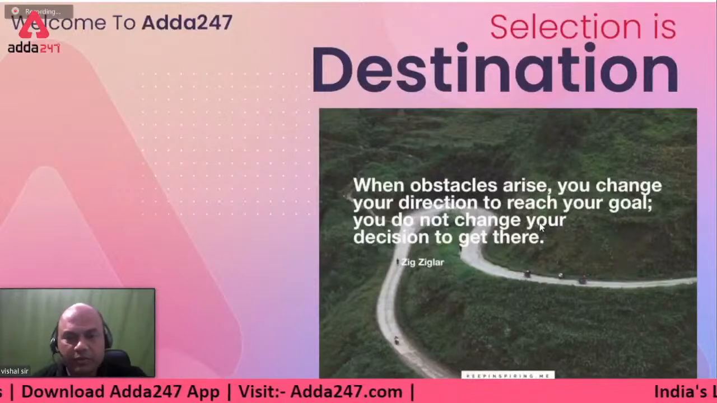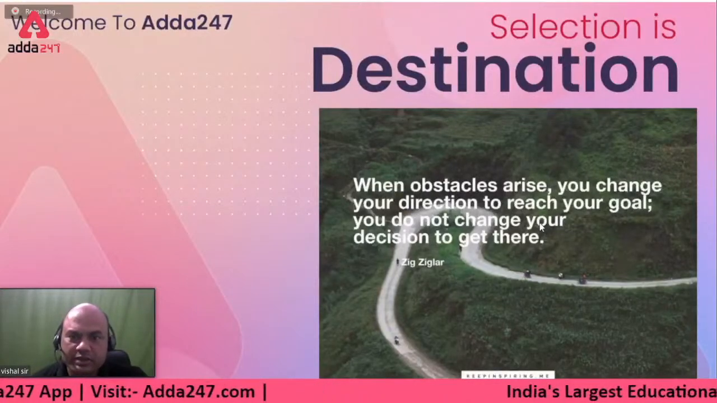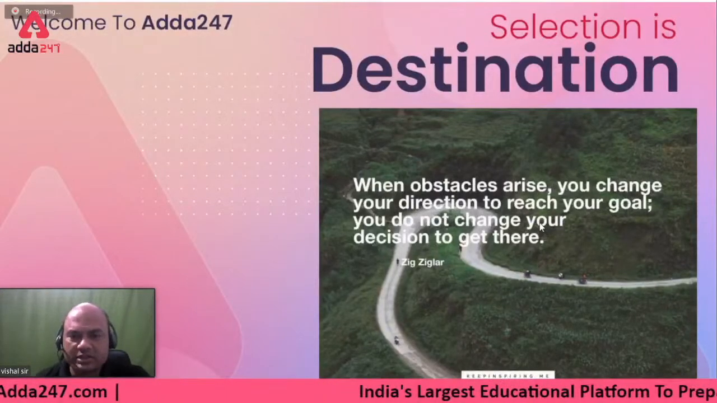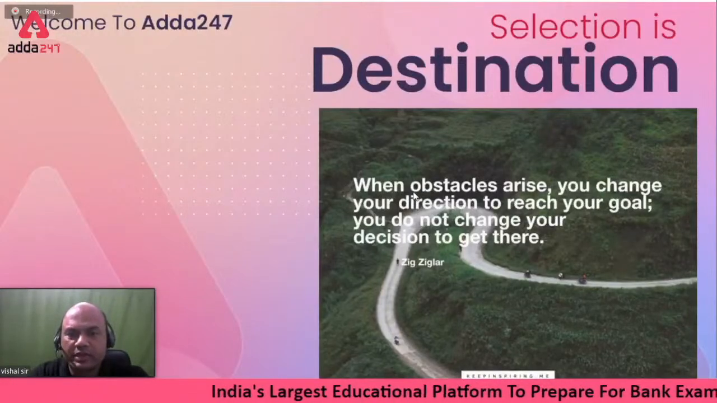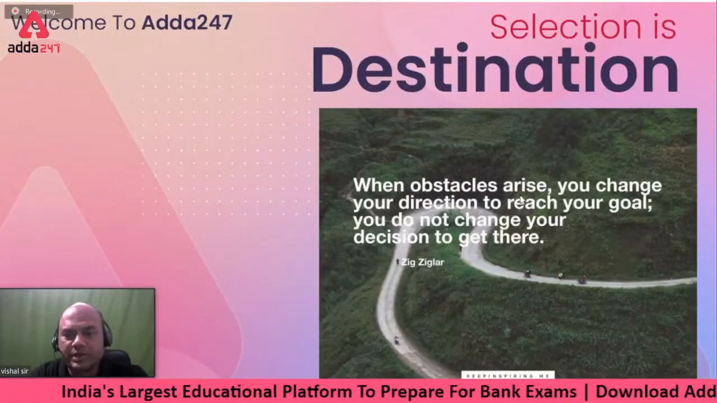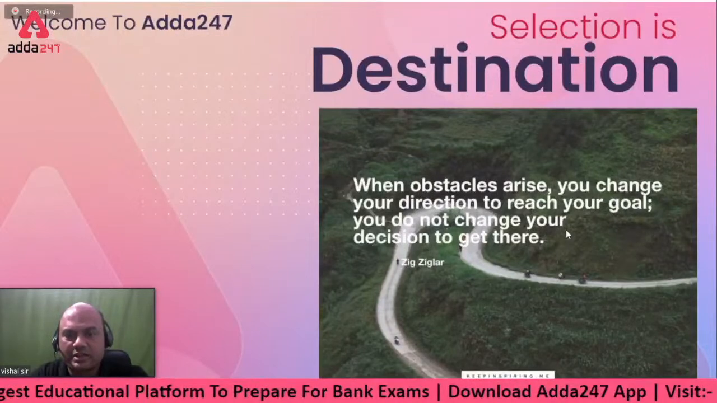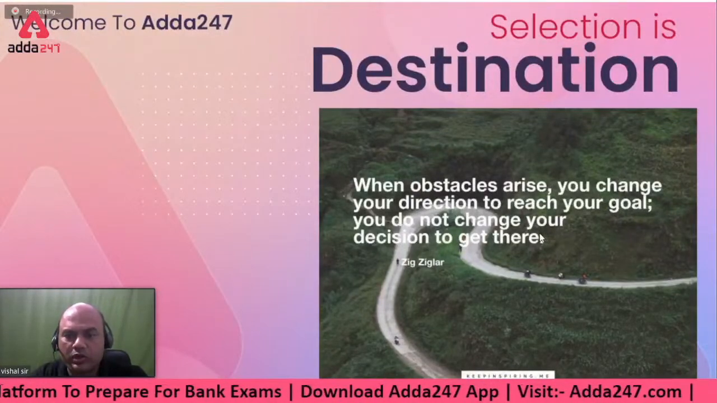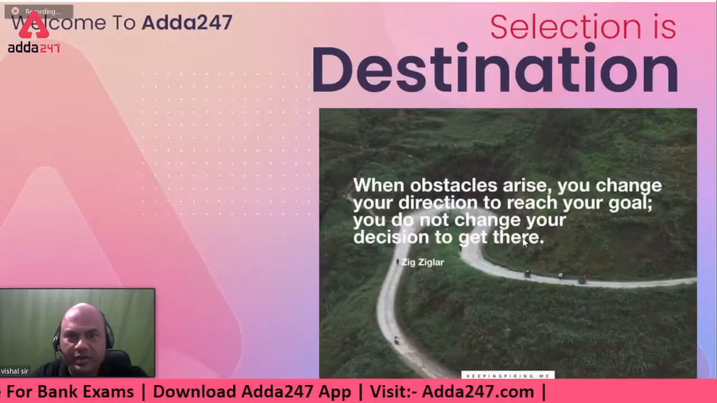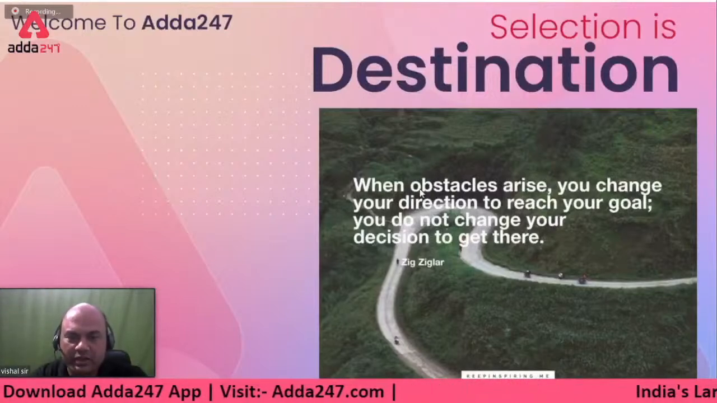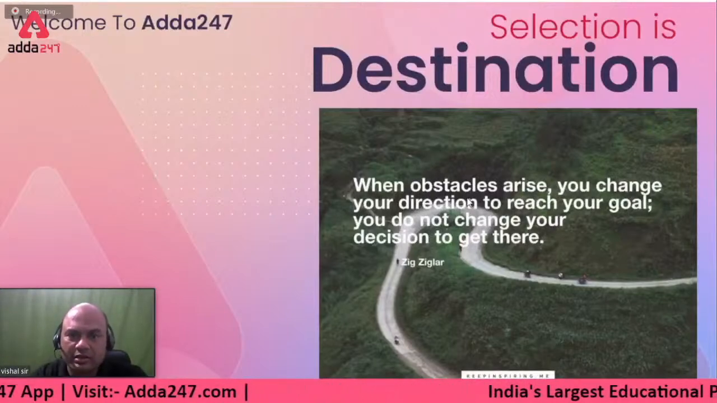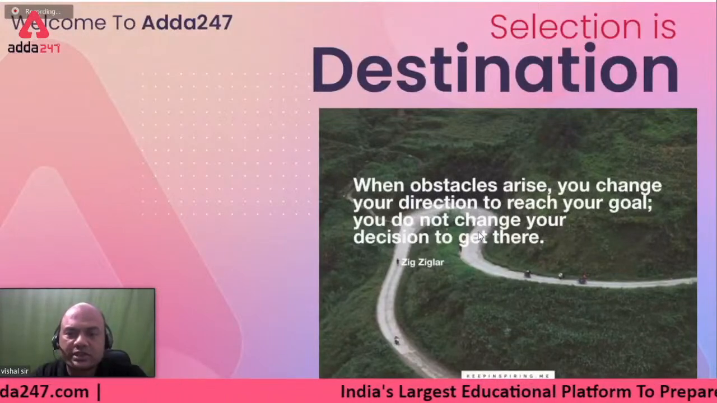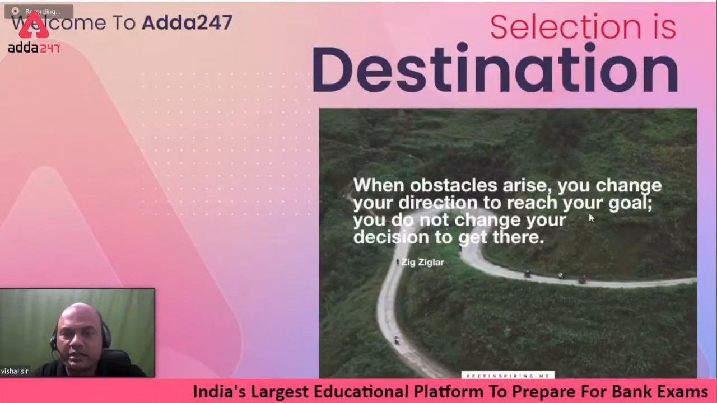So let's start. Before starting, what I would suggest is we'll start with the motivational quote as always. I always run this same motivation because that's important. When obstacles arise, you change your direction to reach your goal. You do not change your decision to get there. So always and always, if some problem arises, don't change your final destination. Change the ways of doing things.